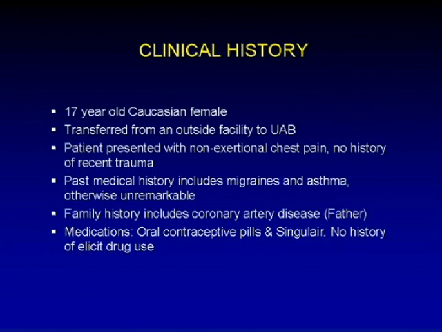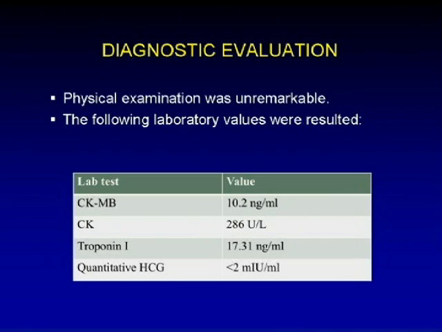Our patient was a 17-year-old Caucasian female who was transferred from an outside hospital to our institution. She presented with non-exertional chest pain without history of recent trauma. Her past medical history included migraines and asthma, but was otherwise unremarkable. Family history included coronary artery disease in the father. She was noted to be on oral contraceptive pills, but had no history of illicit drug use.